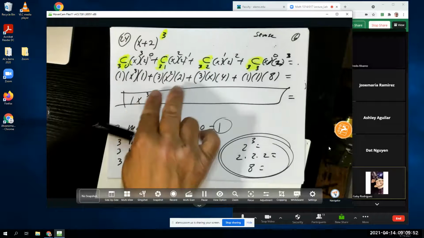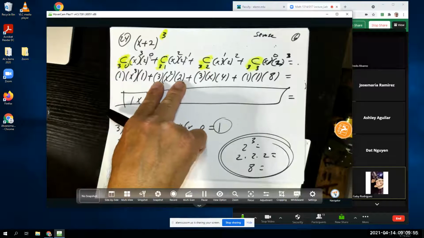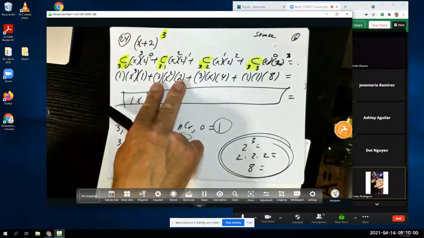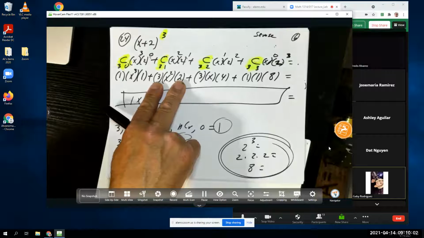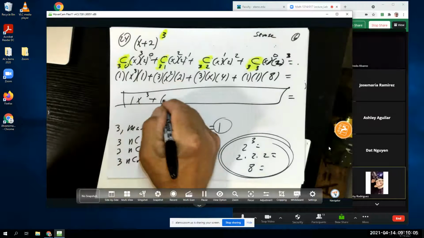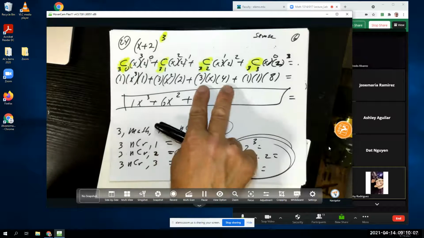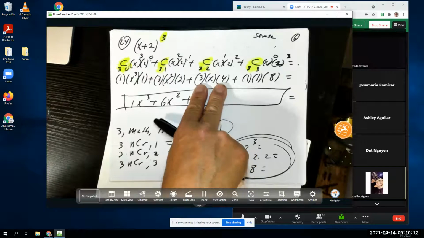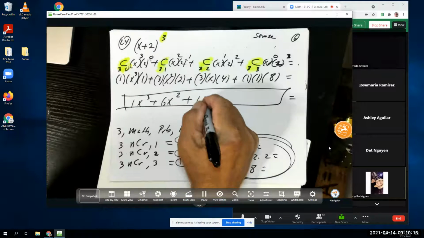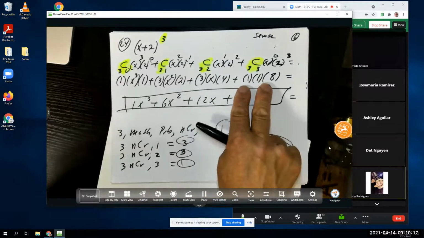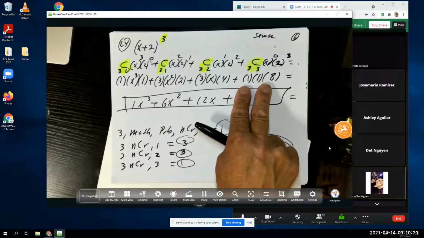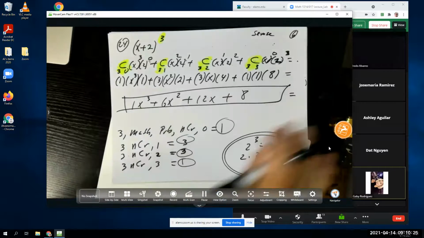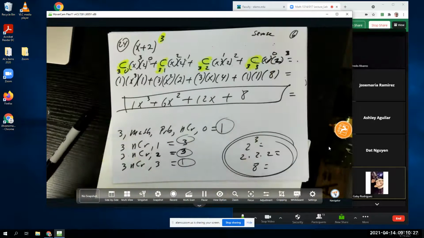Next one. This one. Six x squared. Yep, exactly. Next one. What about those two? 12x. That's right. And the last number, 1 times 8. 8. All right, so that's the answer right there in the box.